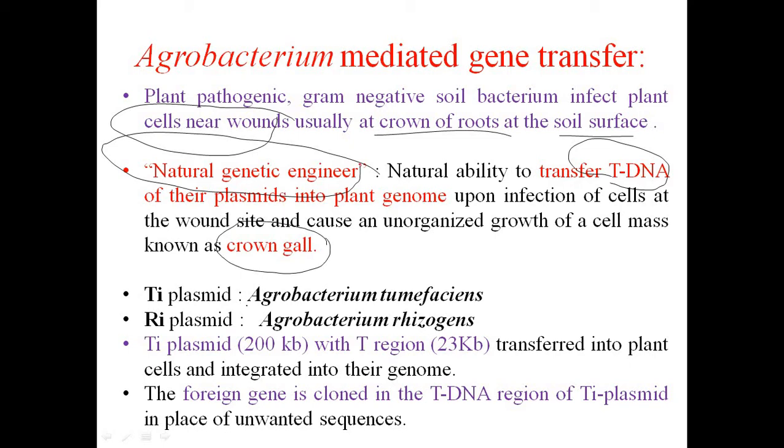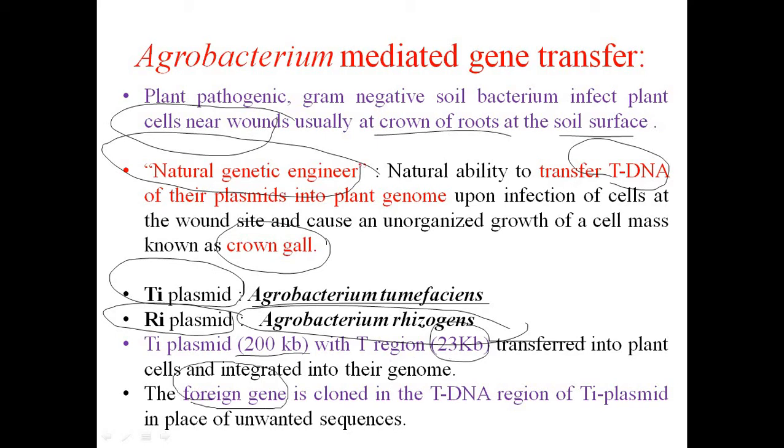There are two main species: Agrobacterium tumefaciens, which has a Ti plasmid, whereas Agrobacterium rhizogenes has an Ri plasmid. These plasmids can cause either tumors on the infected plant or hairy root disease. The Ti plasmid is 200 kb in length and has a T region of 23 kb, which is transferred into the plant cells and integrated into their genome.